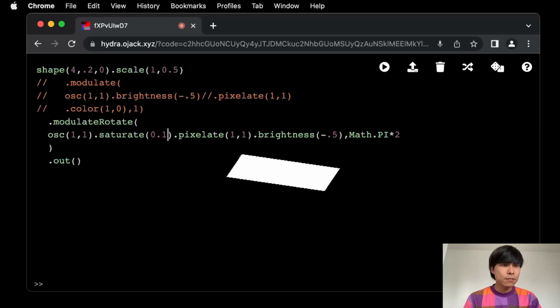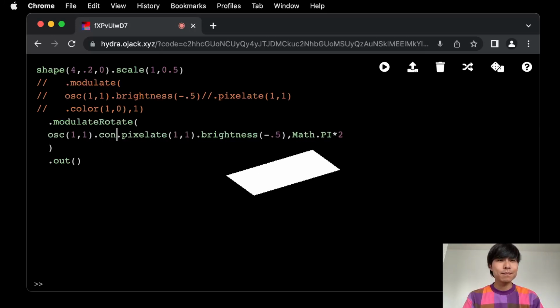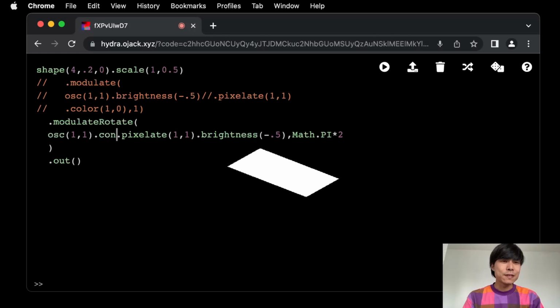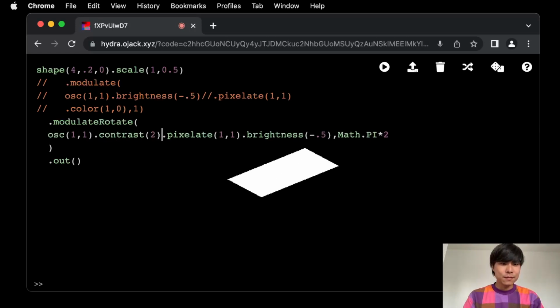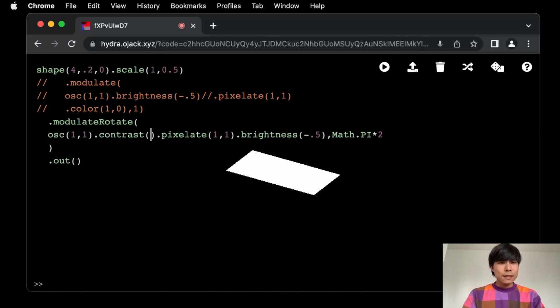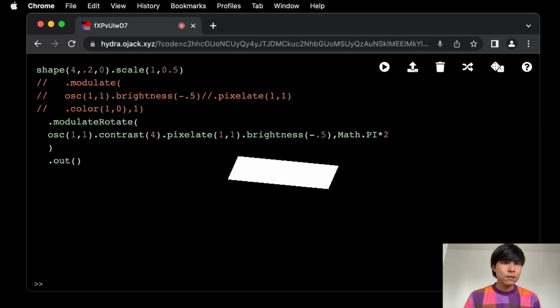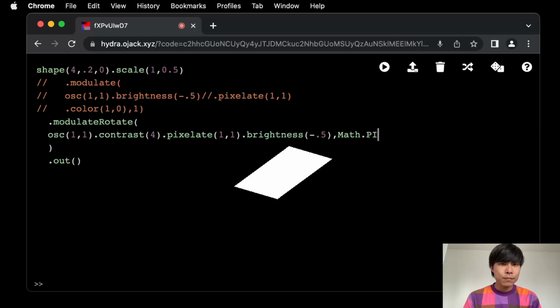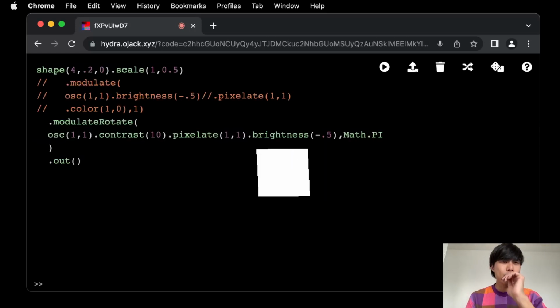Doesn't really change. I don't know why. I thought it would be saturated. Oh no, because the saturation is different. If it's color, of course, it's a contrast. Oops. You see, it has a little bit more harsh easing, and if you do contrast 4, maybe the rotation is too much, and even more, but it rotates a lot. I don't know why.